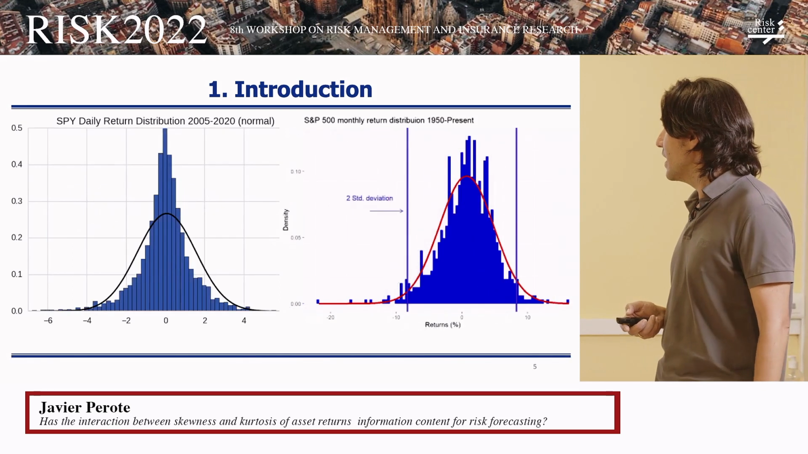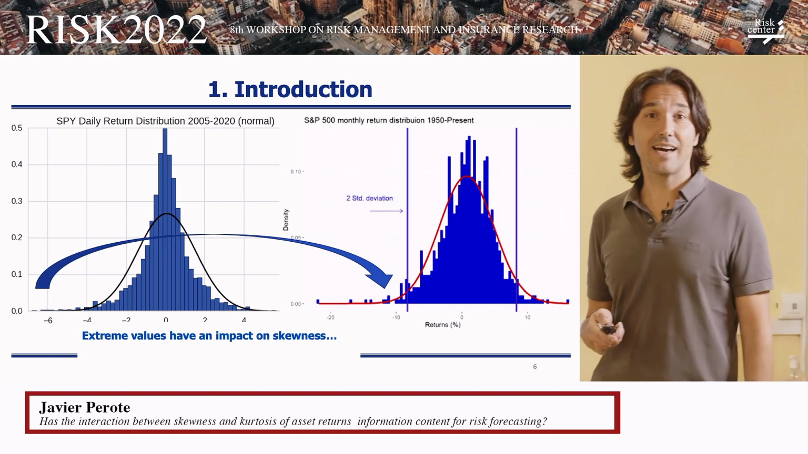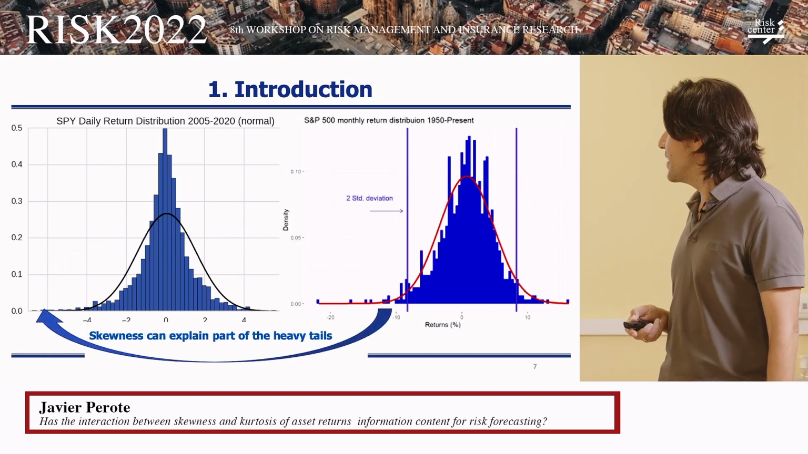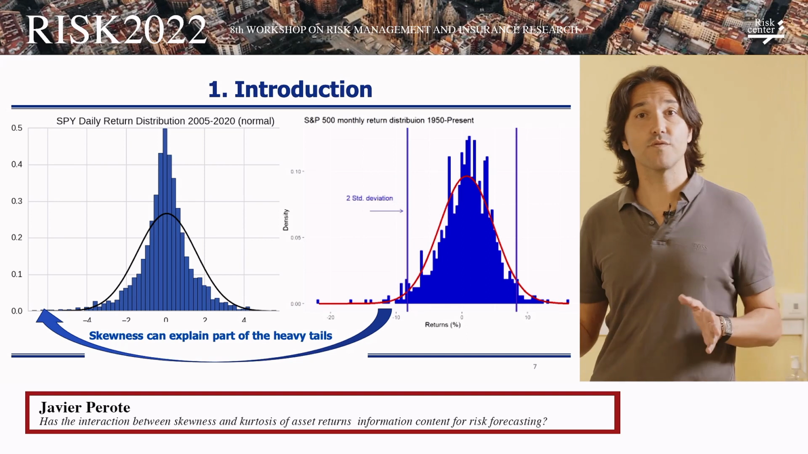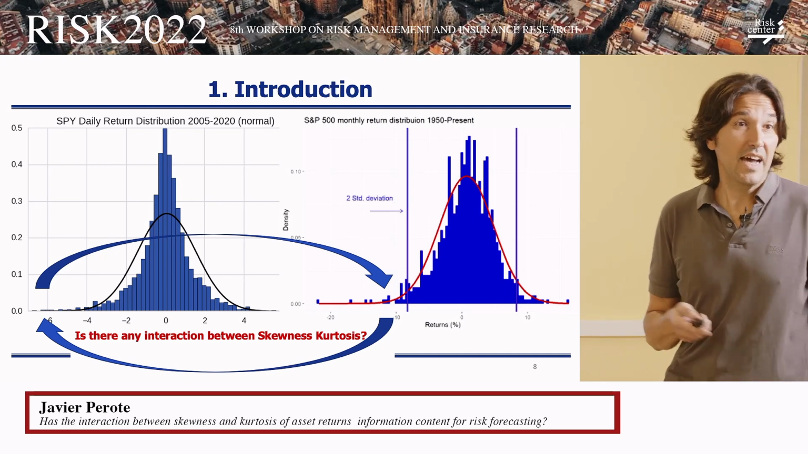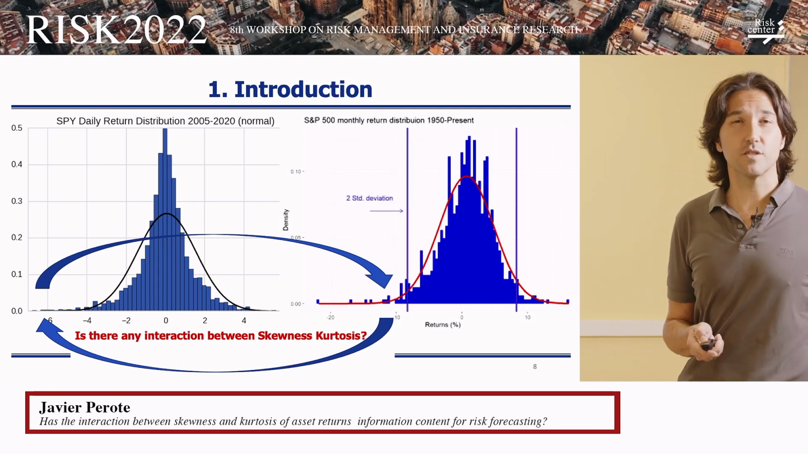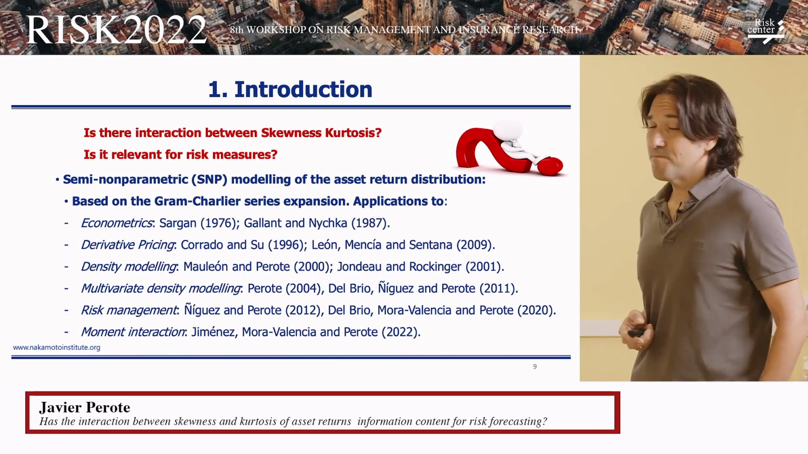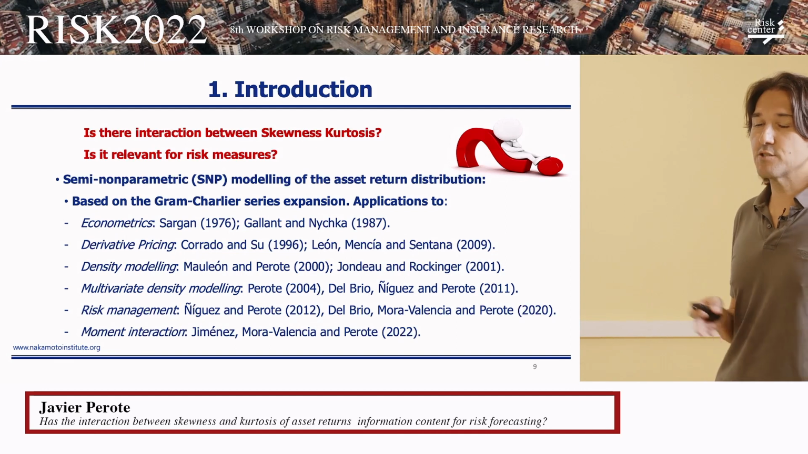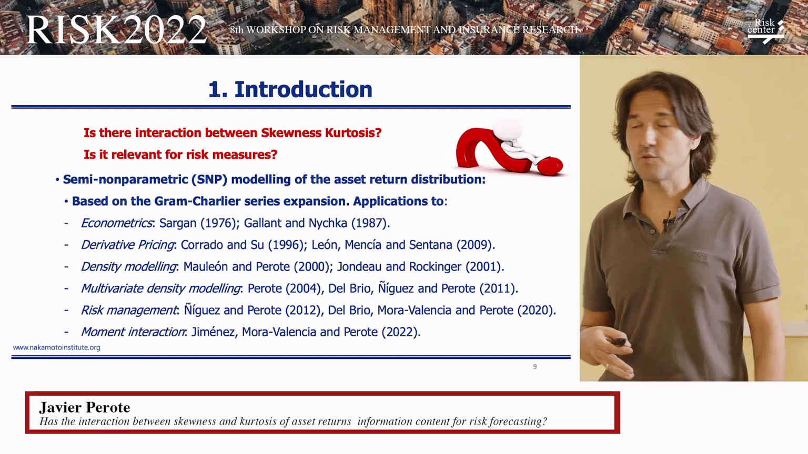So it is true that the extreme values at the tails have an impact on the skewness of the distribution, but also the skewness can capture some part of the thick tails. So we wonder if there is some interaction between skewness and kurtosis, and if this interaction may have some information content in order to improve the risk measures. In this paper, we show that the semi-nonparametric approach is a natural framework in which we can take into account these interactions between the moments.